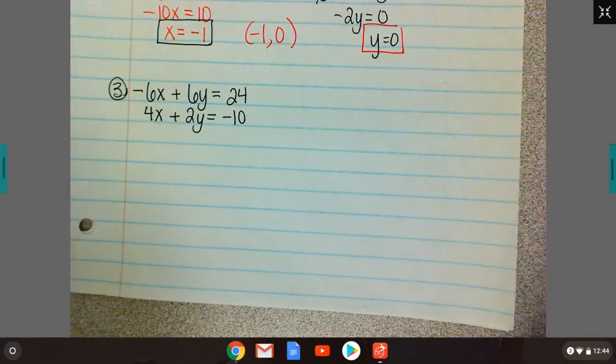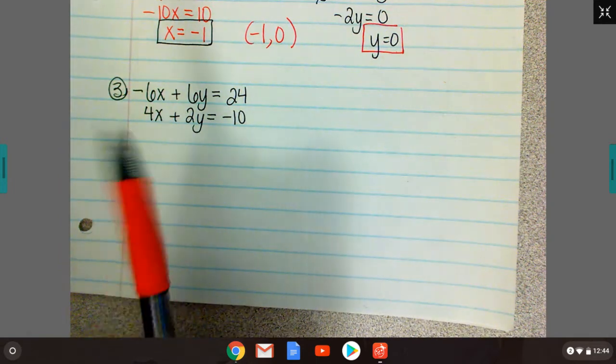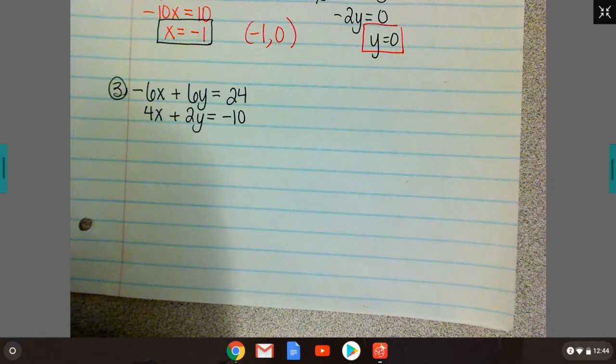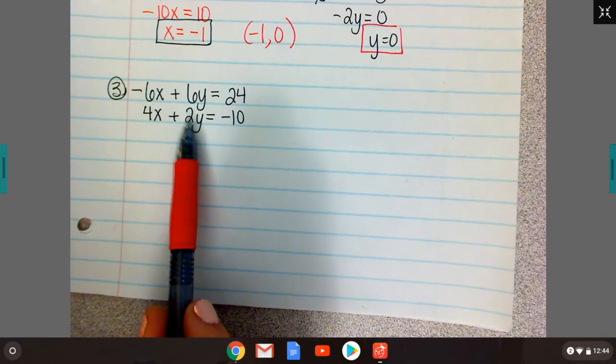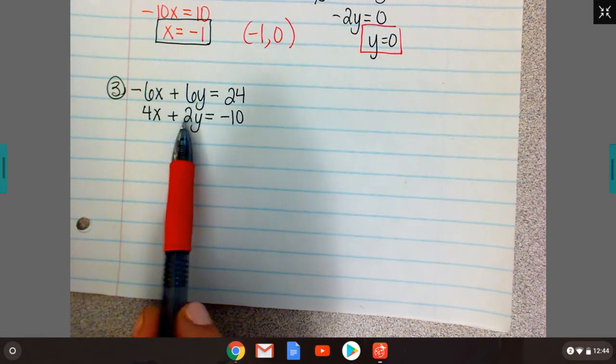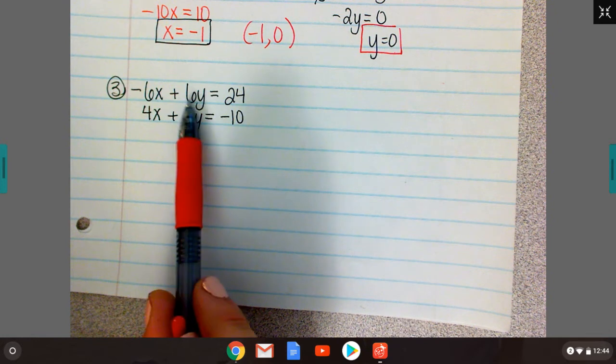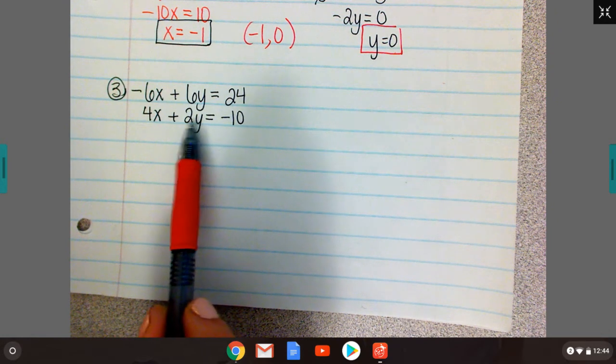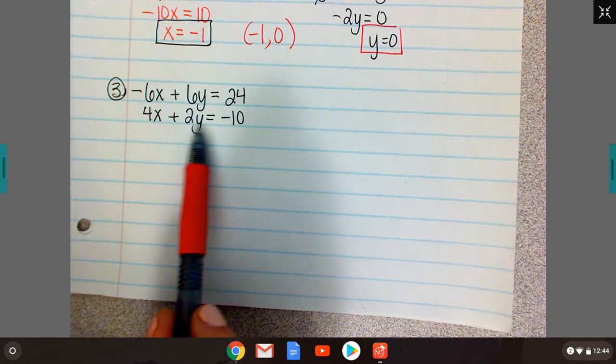So this one, I'm always looking for a combination to cancel. I've got a 6 and a 4 and a 6 and a 2. Neither of those are going to cancel as of right now. If I multiply by something, though, they will. So let's notice 2 is a factor of 6. I could multiply this 2y by something to make it cancel out with the 6. If I multiplied this by negative 3, it would make this be a negative 6y.